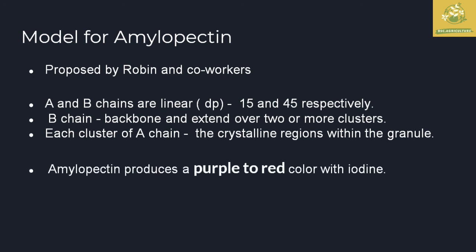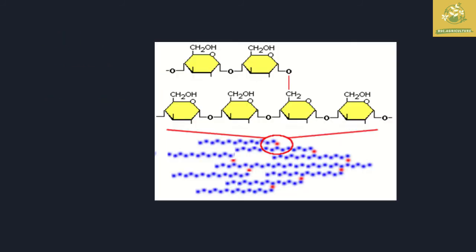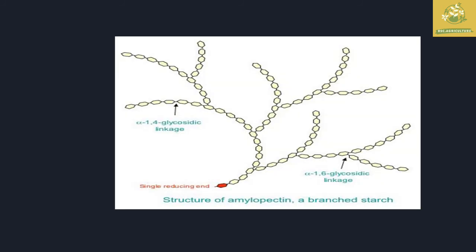and amylopectin produces purple to red color with iodine. The characteristic blue color is seen in amylose when it combines with iodine, and the amylopectin gives purple to red color with iodine. So you can see the structure giving red color with iodine.